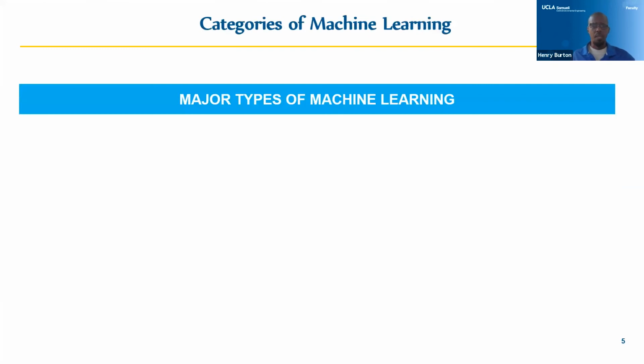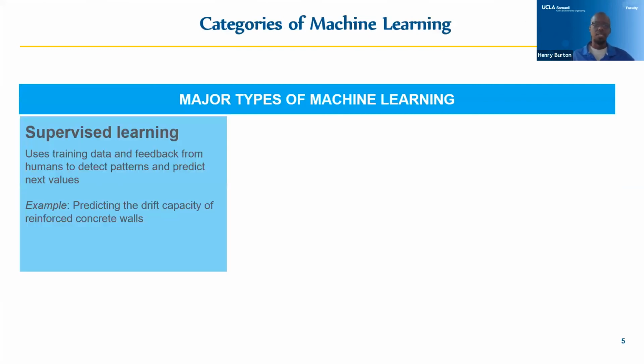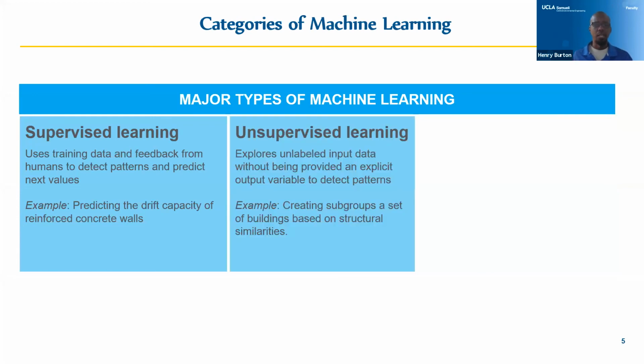in different fields. So in terms of the types of machine learning, I mentioned one type is supervised learning. So this is where you train the model to be able to detect patterns and predict values. So for example, one example I'll talk about later on is predicting the drift capacity of reinforced concrete walls. That's an example of supervised learning.